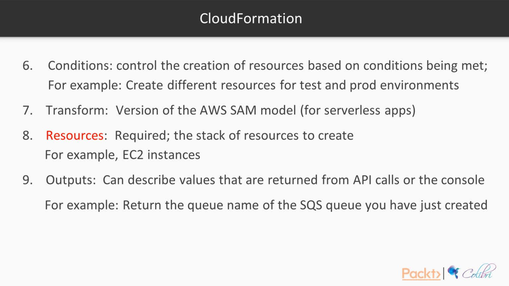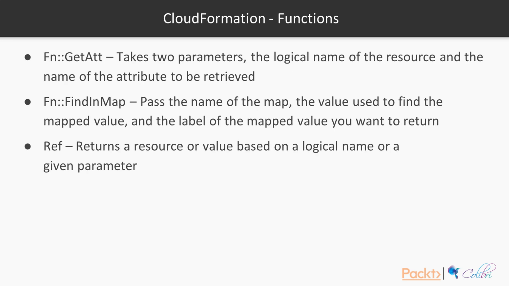The last section you can specify for an AWS template is the output section. You can use this to describe values that are returned from API calls or the console. Example, through outputs you can return the queue name of the SQS queue that you have just created using your CloudFormation template. Now let's have a look at CloudFormation main functions.